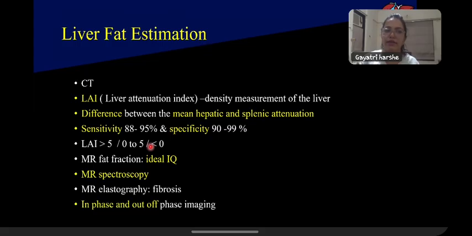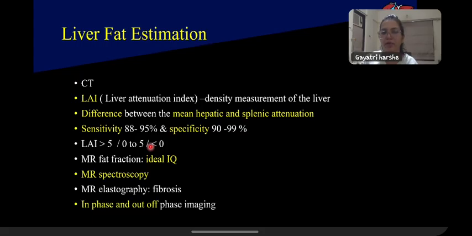So if we are doing CT volumetry, prior to that, we need to know what is the status of the background liver. That is the liver attenuation index. We need to count, and we get that depending upon the difference between the mean hepatic and splenic attenuation. It has sensitivity of 88 to 95% and specificity of 90 to 99%. And LAI more than 5 will be taken. This is mainly in case of transplant.